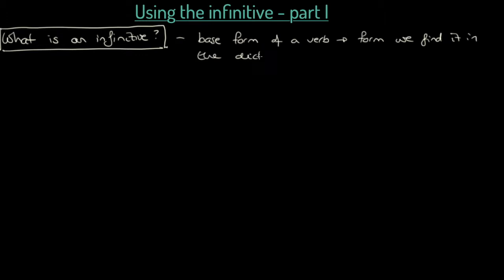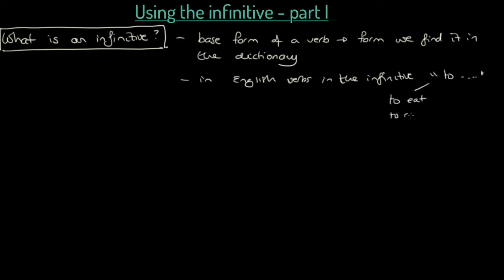Now, in English, verbs in the infinitive start with "to". So they're "to" something. For example, to eat, to run, to do. All of those are the infinitive. And as you might note, they have no tense and they have no subject. No tense means they don't tell us when the action's happening, past, present, future. They don't tell us who's doing the action, so the subject. They're just in the base form.